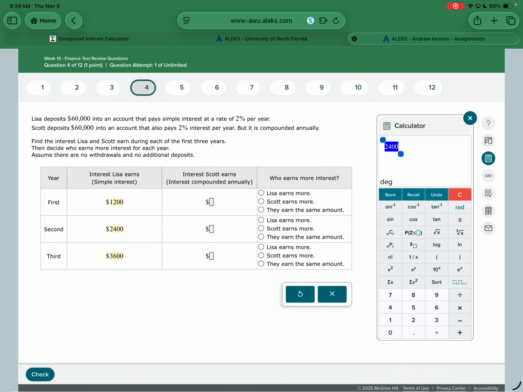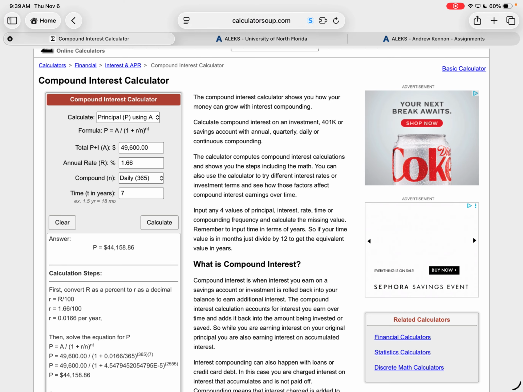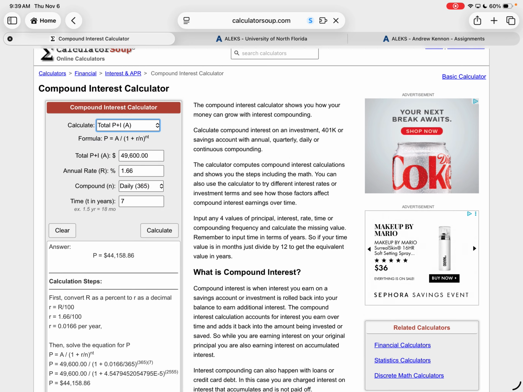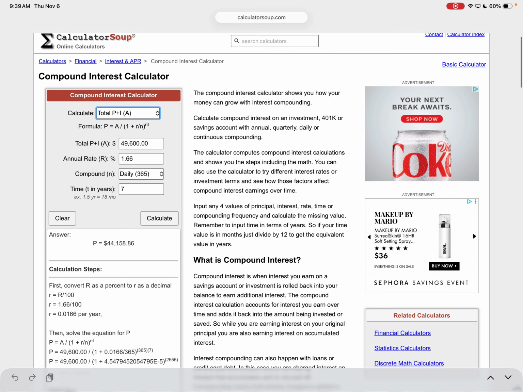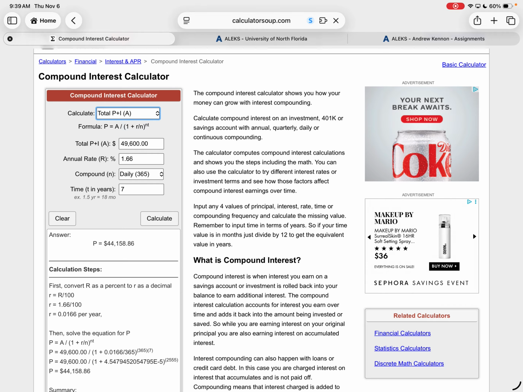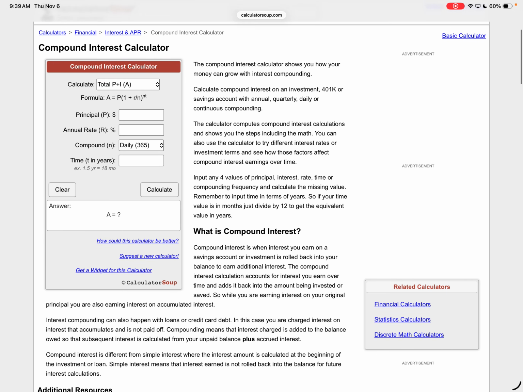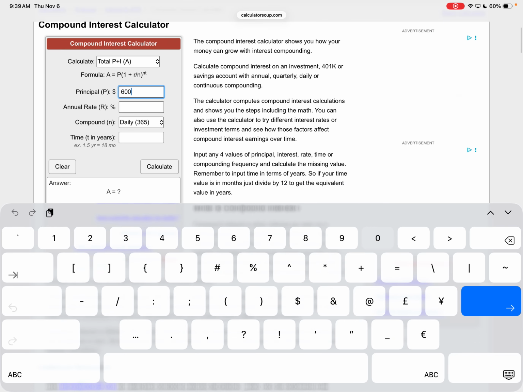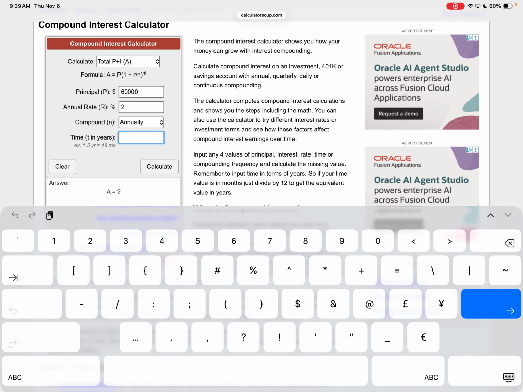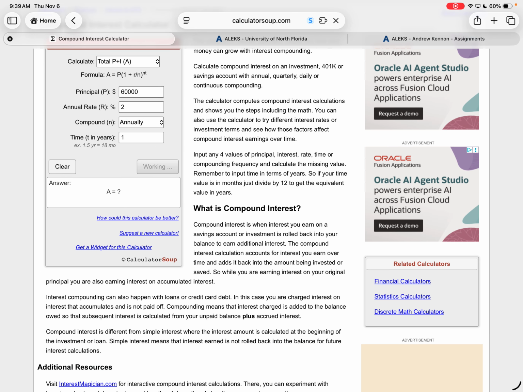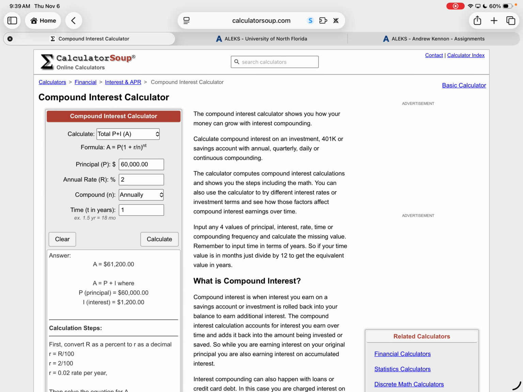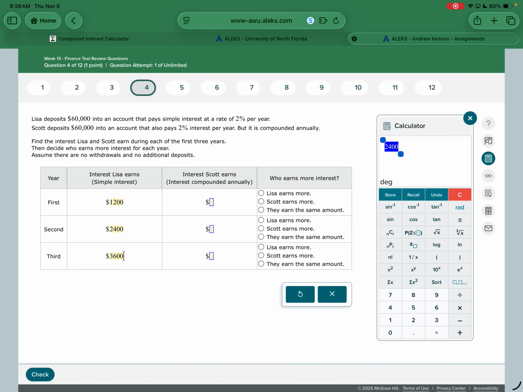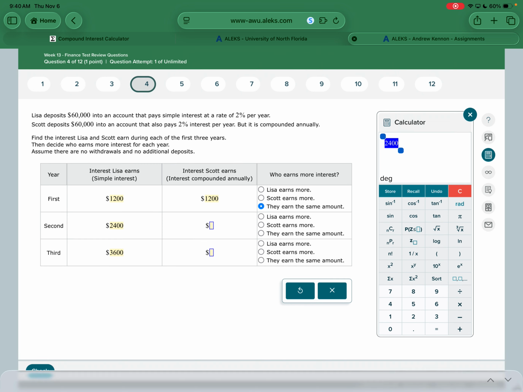For the other one, the compound, Scott deposits $60,000, same amount, and 2%, same interest rate, but it's compounded annually. So we are going to go over to the compound calculator. You can open this at the beginning. It is on question 1. 2% interest rate, compounded annually, and we're doing 1 year. So after I compound 1 year, the only thing I'm compounding the first year is the principal amount. So these numbers are going to be exactly the same to start. They earn the same amount to start.